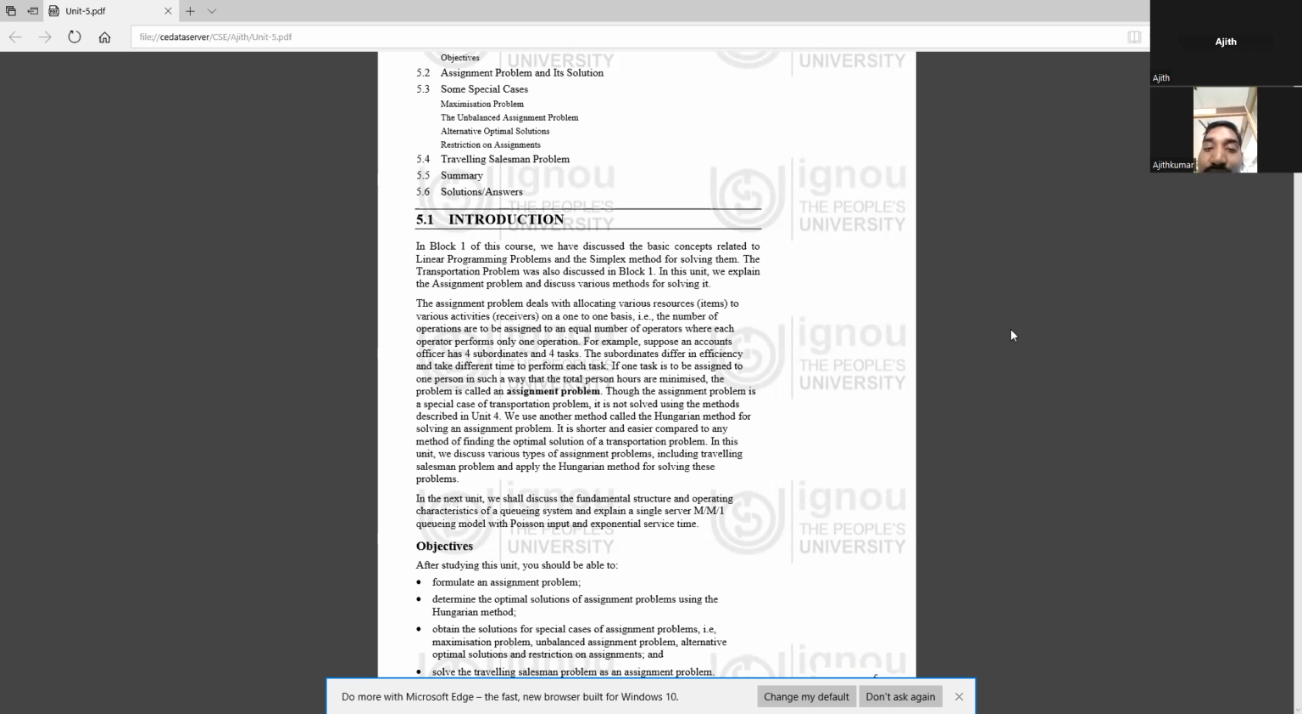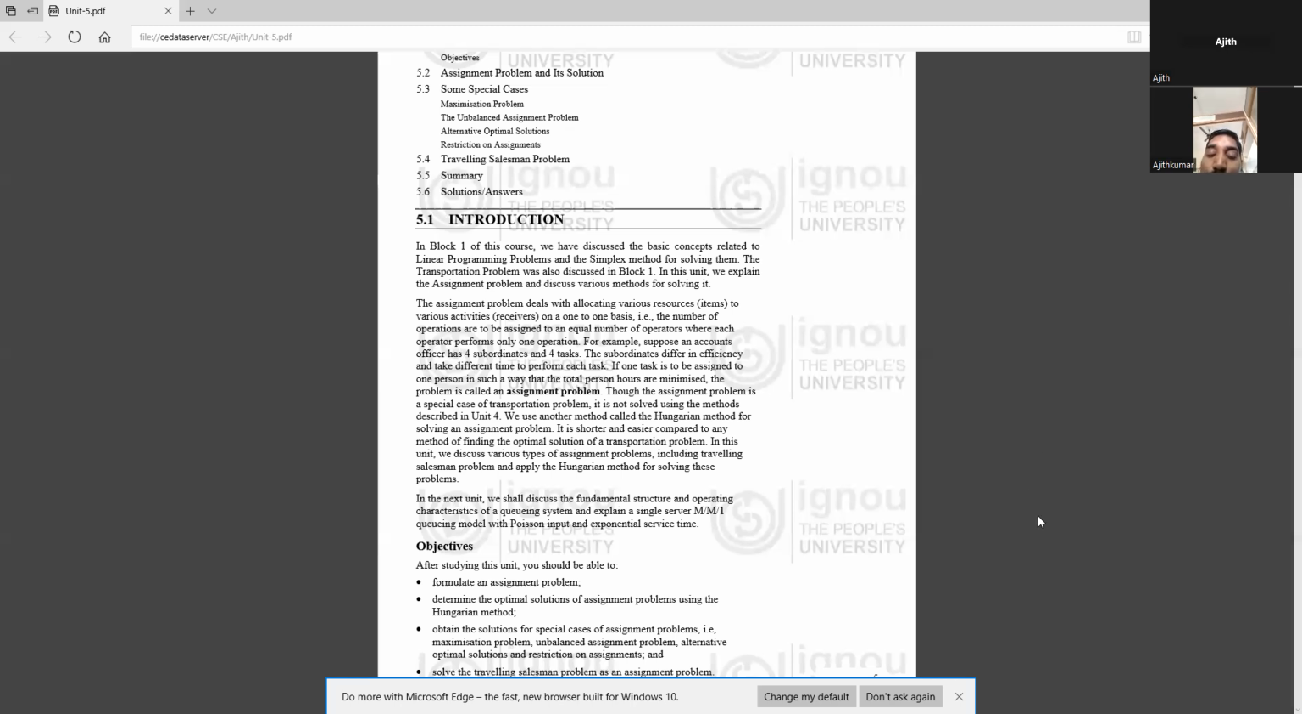The assignment problem deals with allocating various resources to various activities on a one-to-one basis, where the number of operations are to be assigned to an equal number of operators, and each operator performs only one operation. For example, suppose an account officer has 4 subordinates and 4 tasks. The subordinates differ in efficiency and take different times to perform each task. If one task is assigned to one person in such a way that the total person hours are minimized, the problem is called an assignment problem.